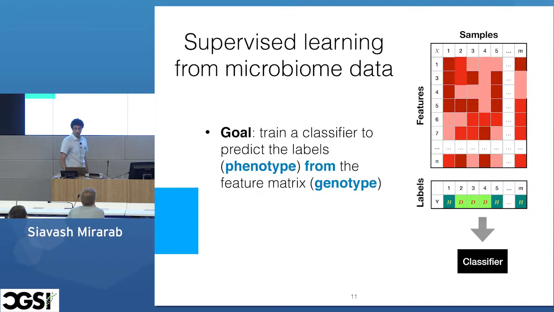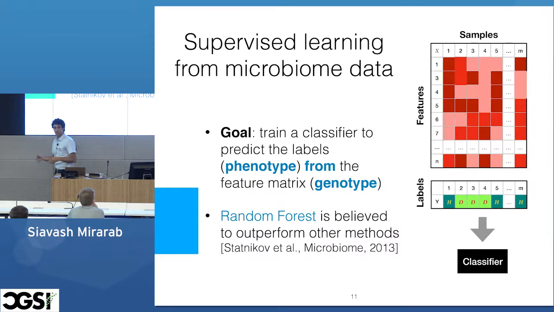Okay, so back to the problem that I talked about. What you have as input is this feature matrix, right? Samples versus counts of OTUs. For each of your samples, you also have some label, healthy versus diseased. And you're trying to build a classifier that would predict the label for you from your feature matrix. This is not new. People have been working on this for a while, and based on what I've learned from the literature, random forests are the way to go for building these classifiers. We're not even asking what's the best classifier here.